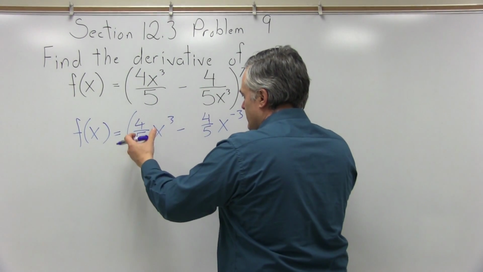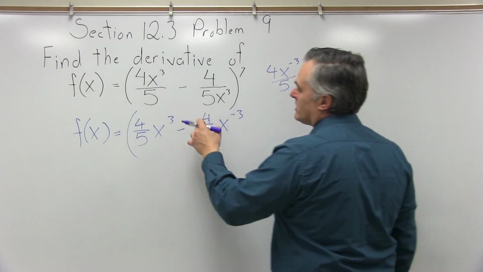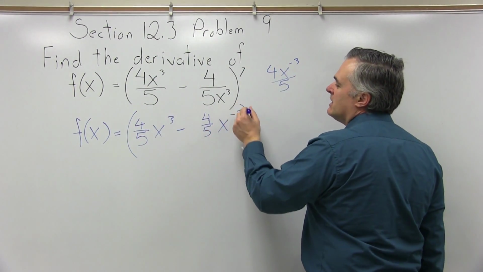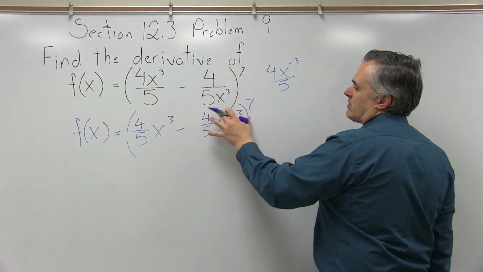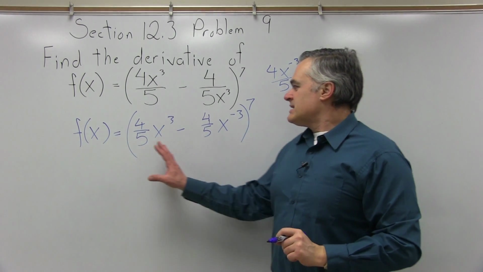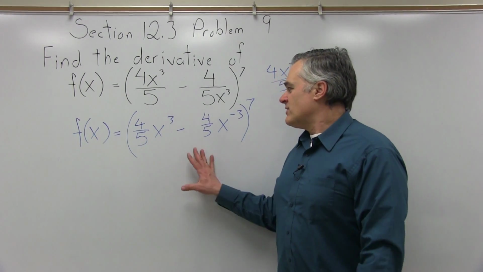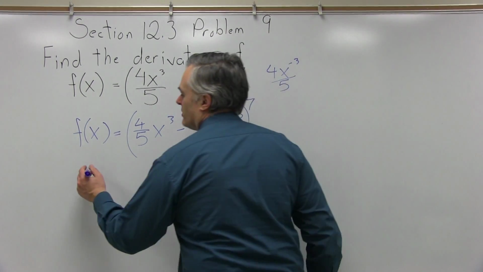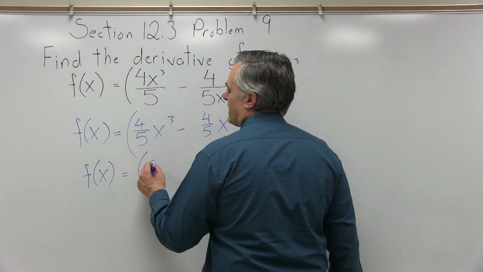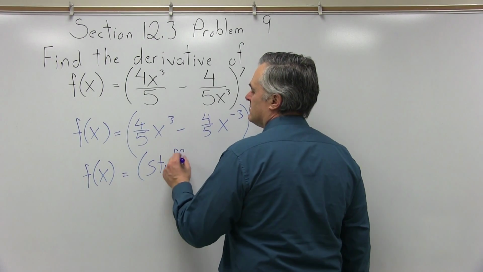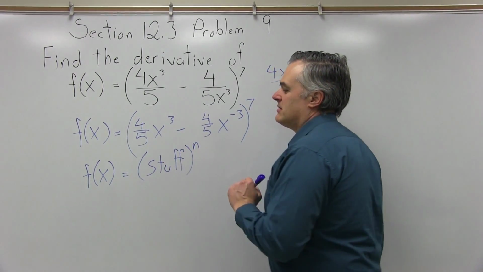Now all that's going to be in parentheses. The 4/5 x to the positive 3 minus 4/5 x to the negative 3 is in parentheses, and it's raised to the 7th power. That's just the way the problem is. So I've rewritten the same problem. I haven't started taking any derivative yet. But now it really is a function that is f of x equals some stuff in parentheses to a power.